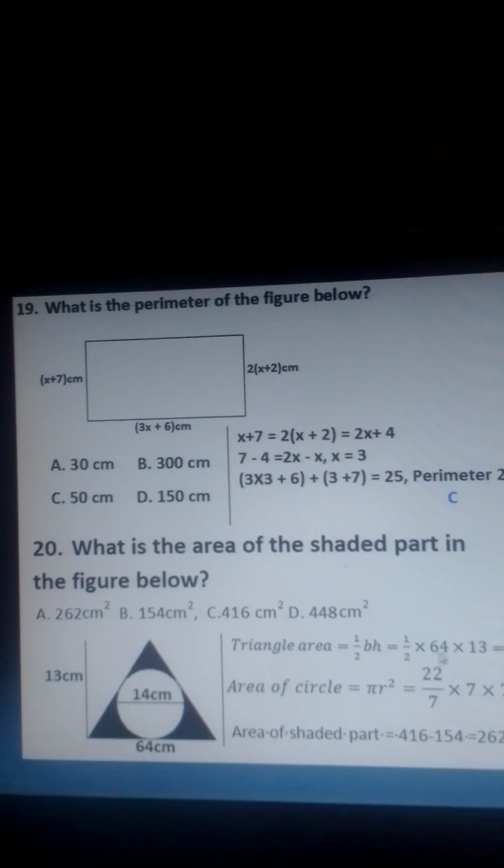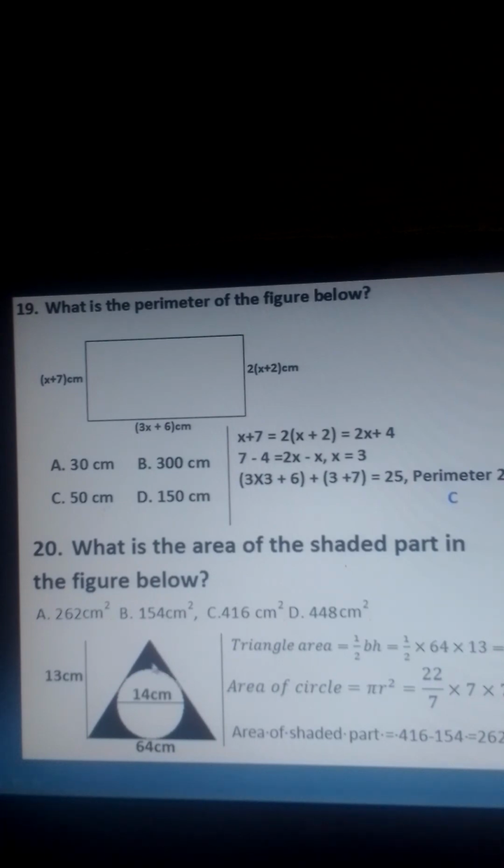2 goes here once, 2 goes here 32. 32 times 13 is 416 centimeters squared. Now, for the circle, the area is given by pi times the radius squared. So pi is 22 over 7. The radius is half of the diameter, that is 7. So 22 over 7 times 7 times 7. 7 goes here once, 7 goes here once. Remain with the 22 times 7, which is 154 square centimeters.